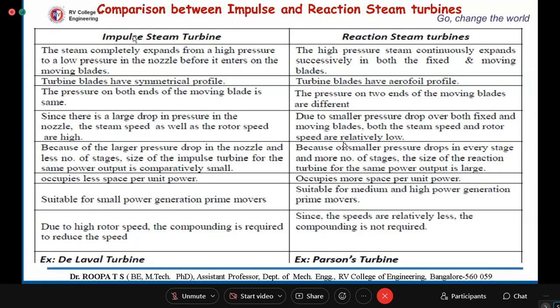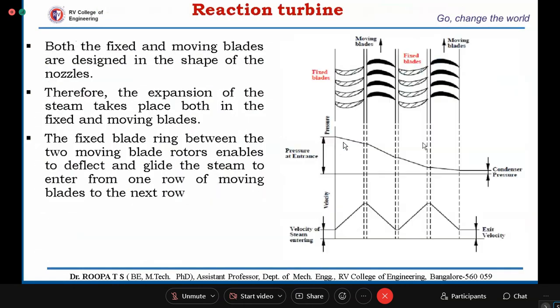In the case of an impulse steam turbine, the turbine blades have a symmetrical profile. I told you they will have a uniform cross section, but here they will have an aerofoil structure. So don't go by this diagram and ask me why there is no aerofoil structure. This diagram is a bit not up to the mark. Actually it is supposed to be an aerofoil structure. I think I had shown you in the previous class.